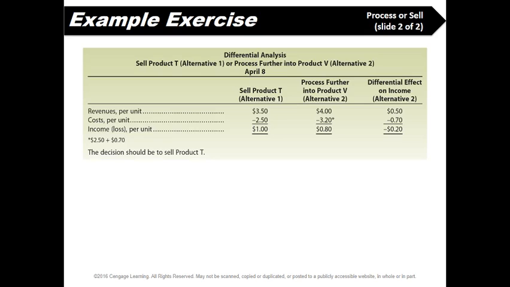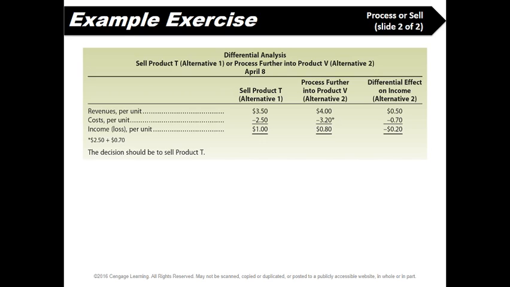So here we have the revenues per unit of each: $3.50 for T, $4 for V. We have the cost per unit of $2.50 for T and then $3.20 for V. That is the $2.50 because we would have to process it up to T, and then the additional 70 cents that it would require to process it all the way to V.